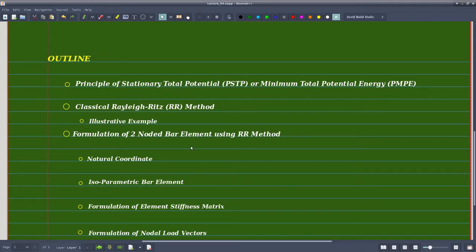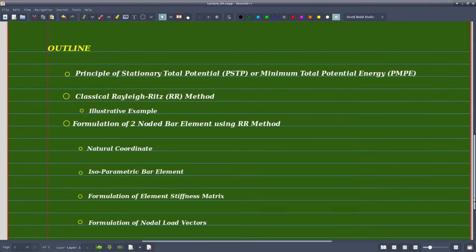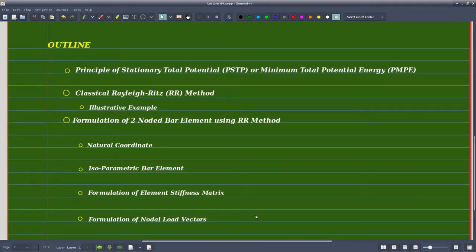And while formulating this bar element in this class, we will study or we'll see what is natural coordinate, and then we'll also learn what is isoparametric bar element, and then we'll formulate the element stiffness matrix by using this Rayleigh-Ritz method. And of course we can also find out the nodal load vectors in this method once again. So now let's start.